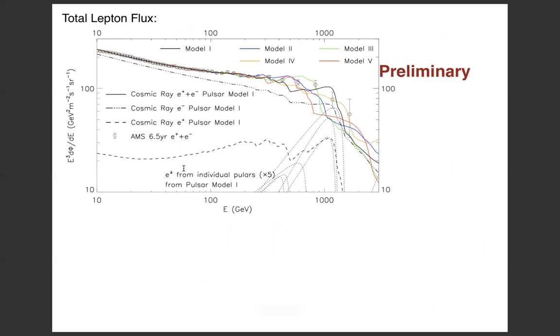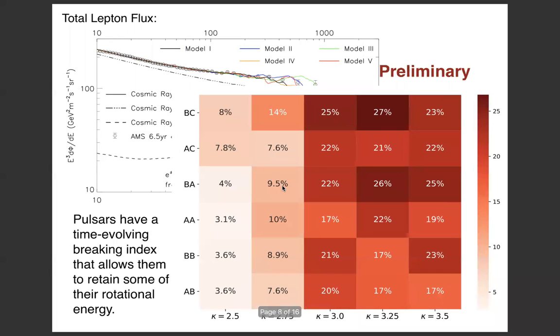We also use the total lepton flux. This is the measurement from AMS. You can see also the prediction for the individual electron flux, the total electron flux and the total positron flux, and also individual contributions from pulsars. So what we do is we basically test all these hypotheses to the data and ask ourselves what works and what doesn't.